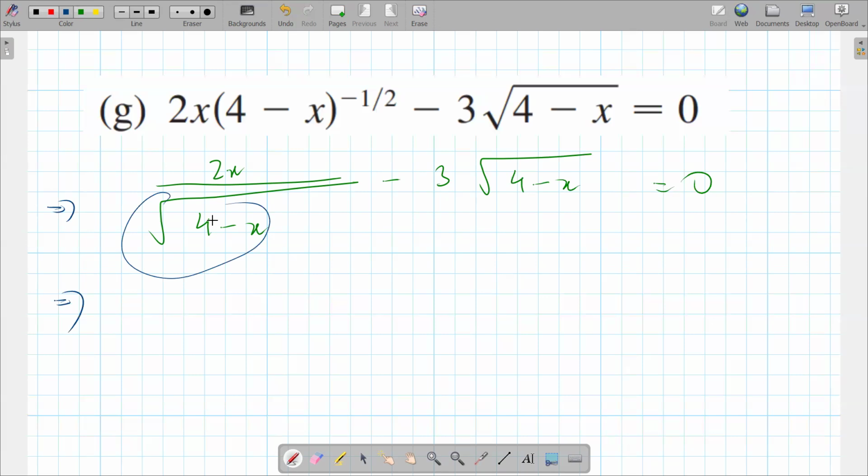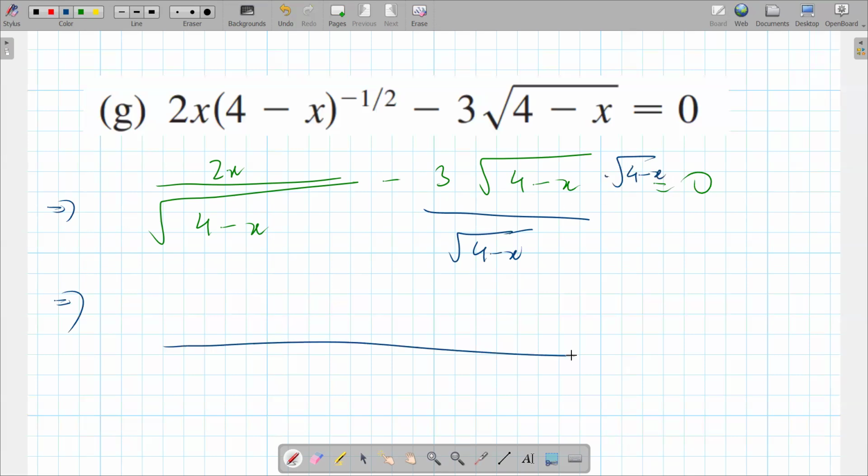So we're going to leave the first term as is. But the second term, we're going to multiply this with root 4 minus x on the bottom and root 4 minus x on the top. So that means we get a combined 4 minus x on the bottom. This one, 2x, didn't touch it. What do I get after the minus sign? What is the right-hand side? Sorry, what does this expression simplify to? It's just 3 times 4 minus x.